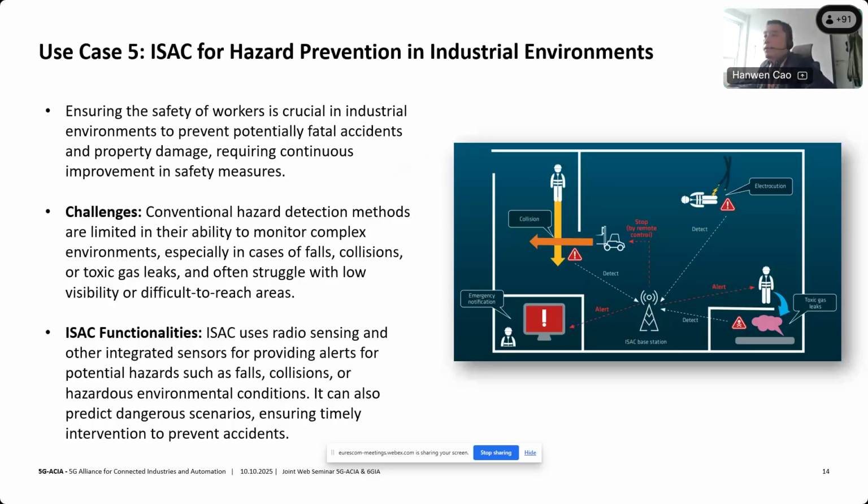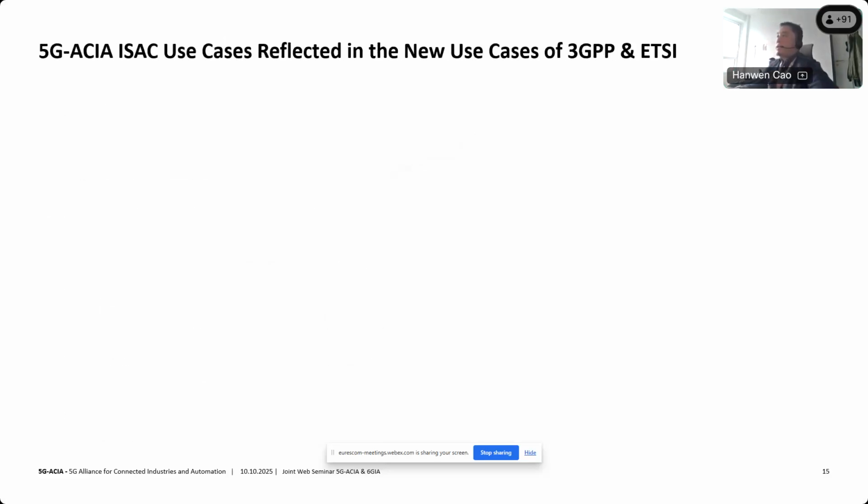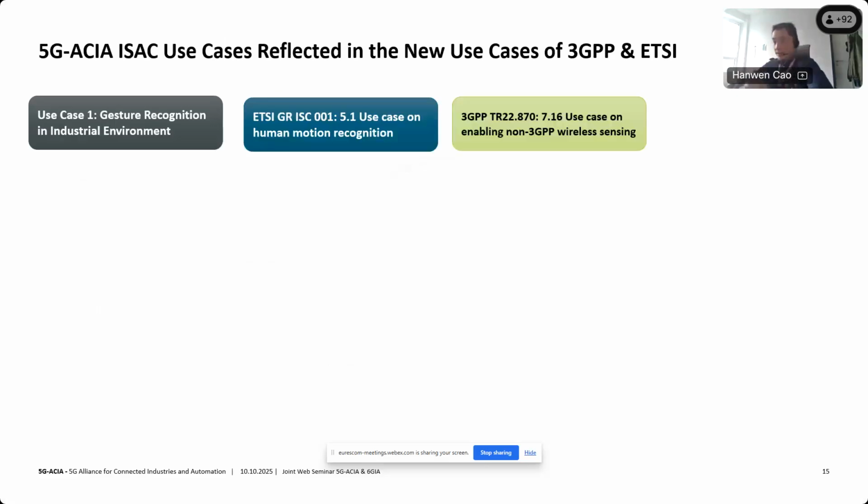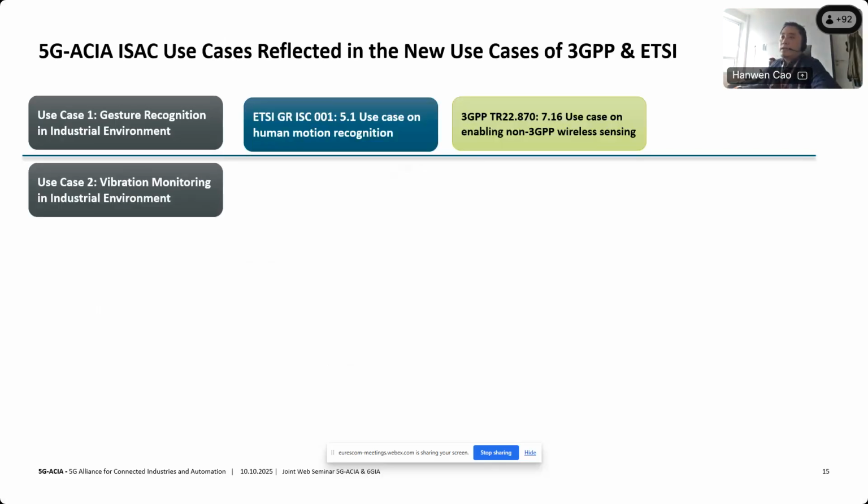Okay, so the last part, well, not the last part yet. After this work item, I also investigated how our use cases are reflected in the new use case definition work in 3GPP and ETSI ISG ISAC. We see that the first use case, recognition of the industry environment, is partially reflected in one of the ETSI use cases and also one of the new 3GPP use cases in the 22.870 technical report.